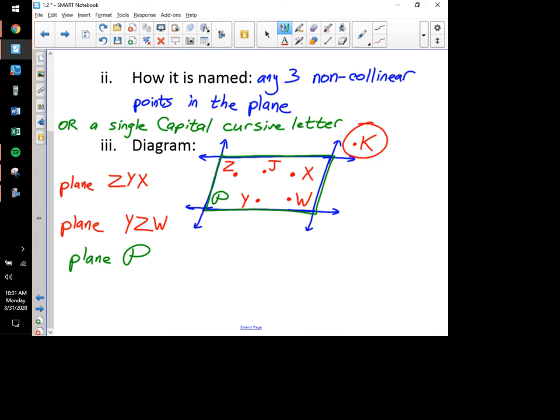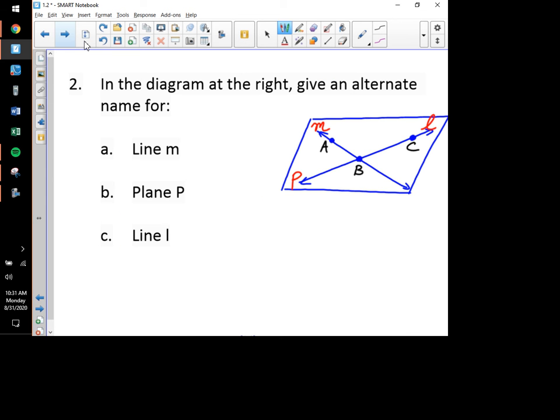So that method gets used as well. Now, I wanted to talk about those 2 ideas because with the problem that we're about to get into here, and I think you're going to see some like this on your homework from section 1.2, we're trying to give some alternate names for lines and planes here. So let's see what's going on.